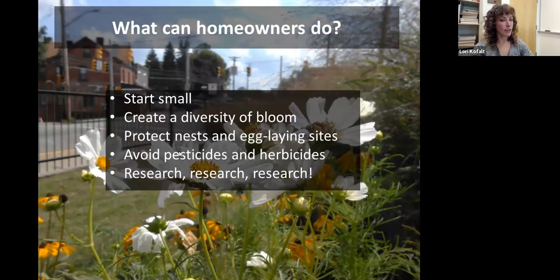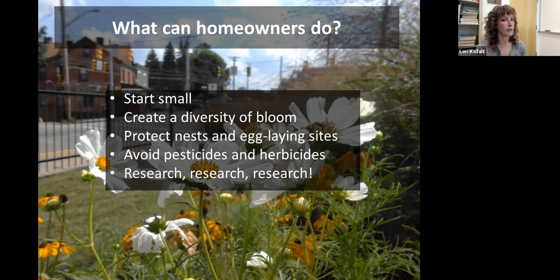So we've talked about a lot of plants. What can you do at home? Starting small, like I said, converting just a small patch of lawn to a pollinator garden, maybe removing plants that have little or no benefit to pollinators and replacing them with something that does. Creating a diversity of bloom. So we want to talk about 3 species for each blooming period. You want 3 types of plants that bloom in spring, 3 types that bloom midsummer, and 3 types that bloom in the fall.